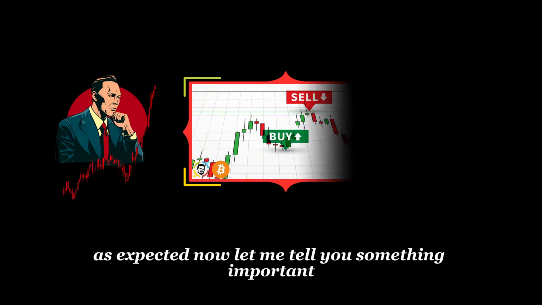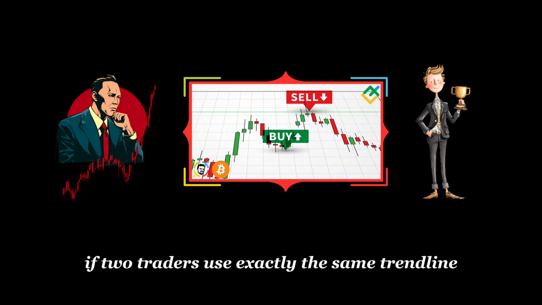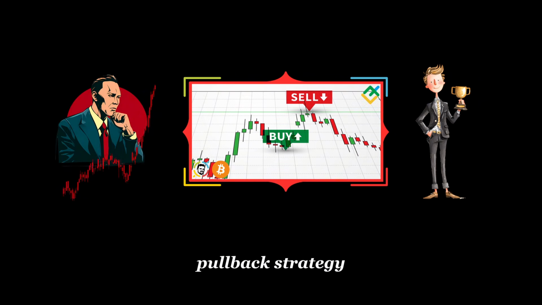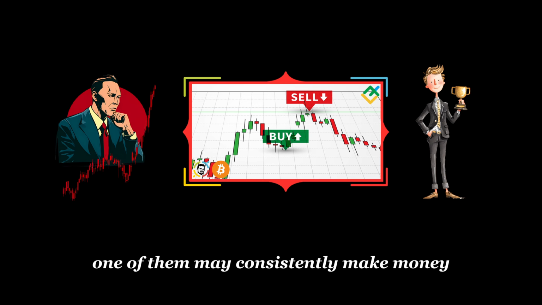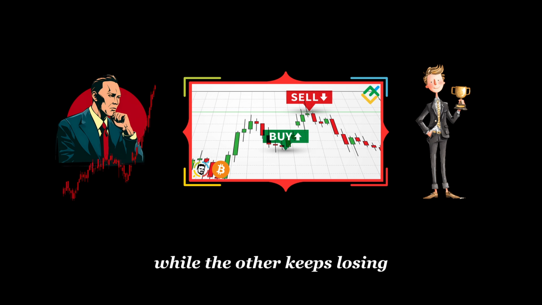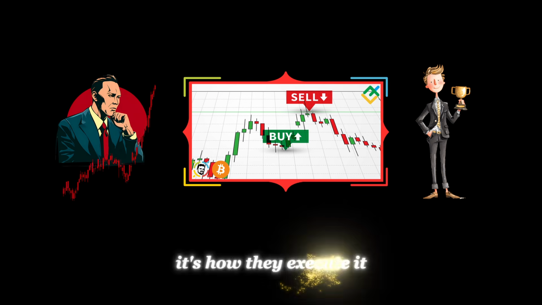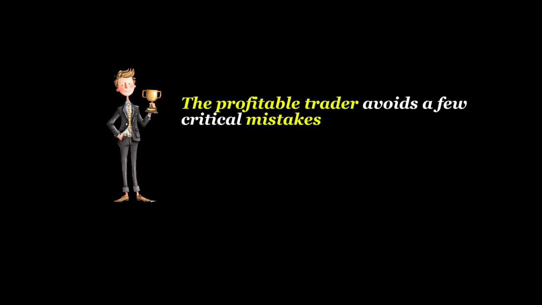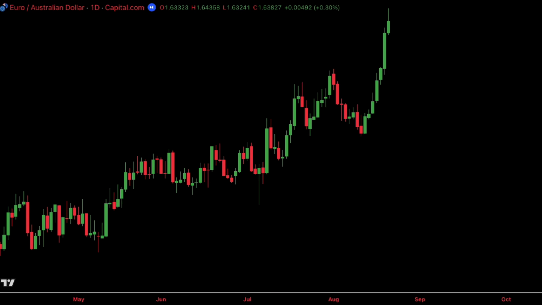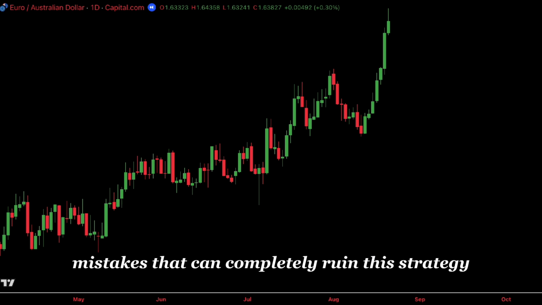Now, let me tell you something important. If two traders use exactly the same trendline pullback strategy, one of them may consistently make money while the other keeps losing. So, what's the difference? The difference isn't the strategy, it's how they execute it. The profitable trader avoids a few critical mistakes that most beginners make, while the losing trader repeats them over and over again. Let's look at the 4 mistakes that can completely ruin this strategy.